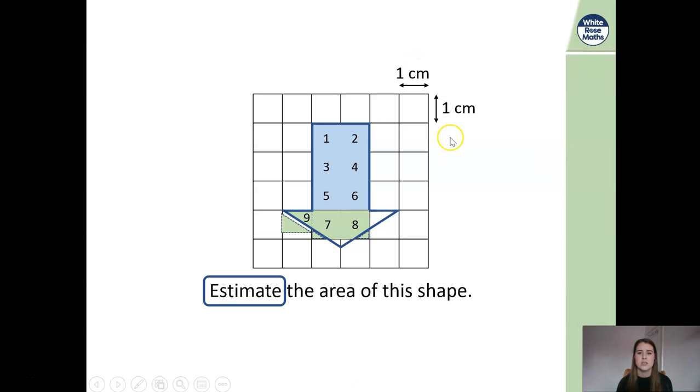Now, because our measurements are 1 centimetre by 1 centimetre, that means that the area of each square is going to be 1 centimetre squared. So if we add them together, we have 9 centimetres squared for the area of this irregular shape.